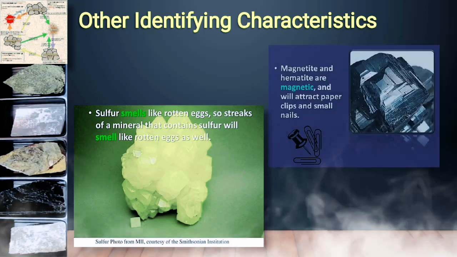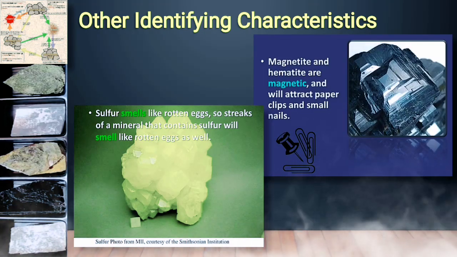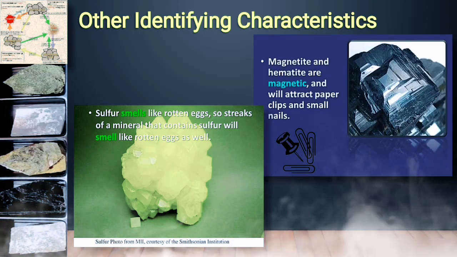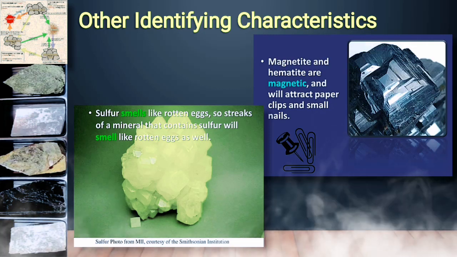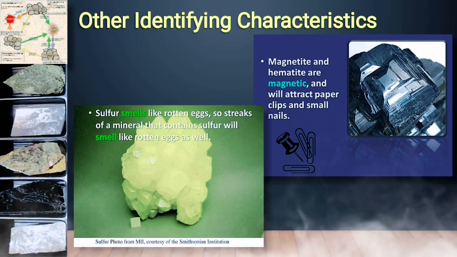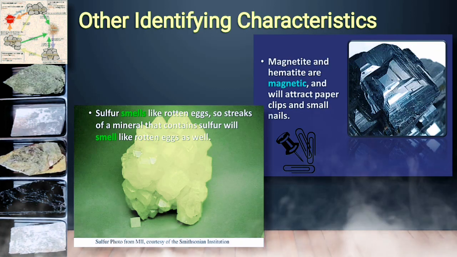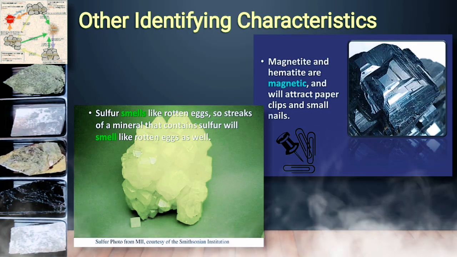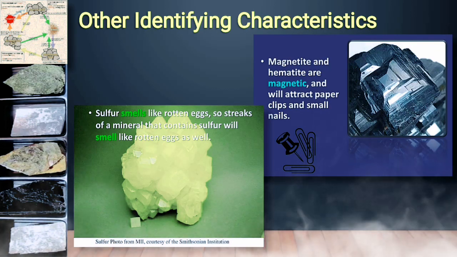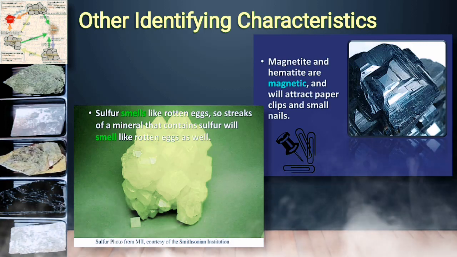Next is magnetite. Magnetite is an example of a mineral wherein the property is known as magnetism. The mineral is attracted to a magnet. Magnetite and hematite are magnetic and will attract paper clips and small nails.